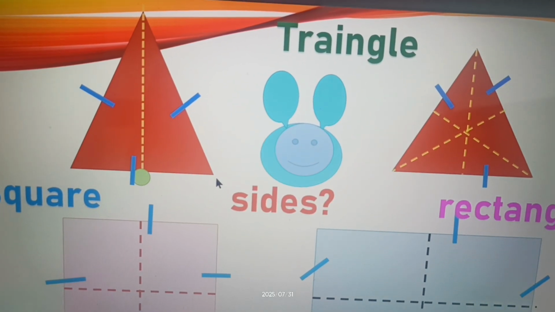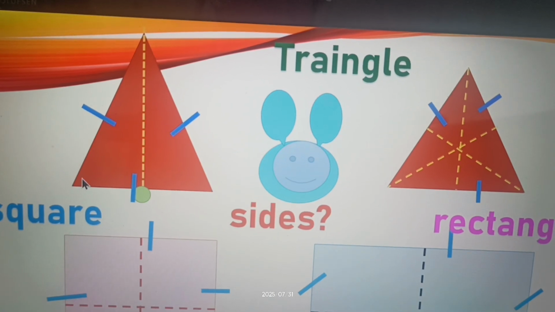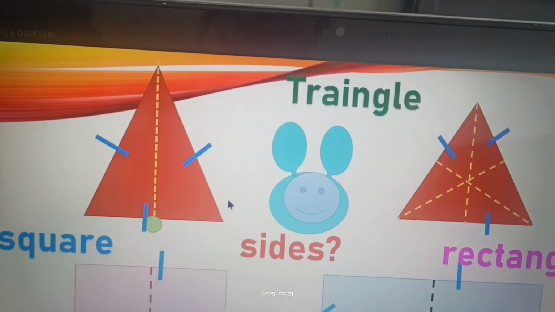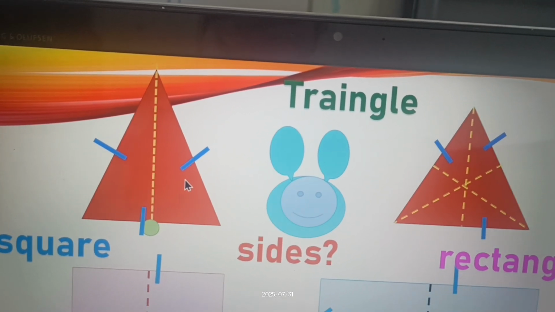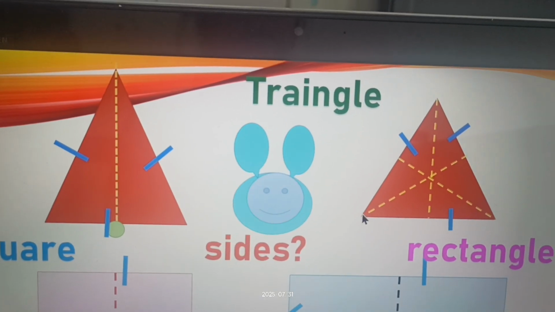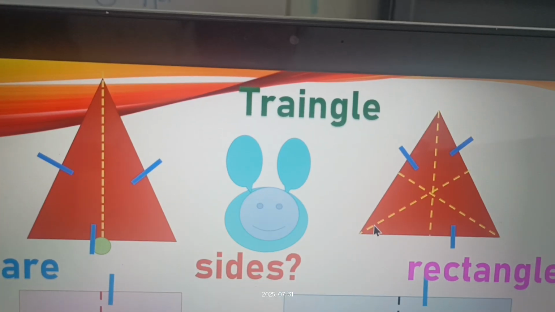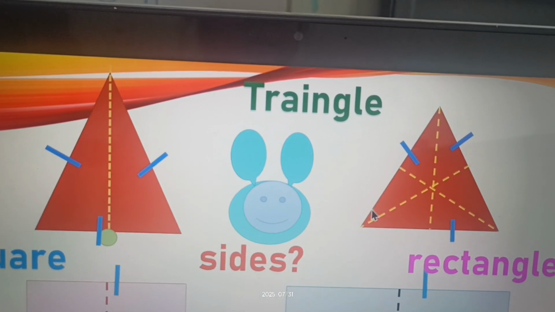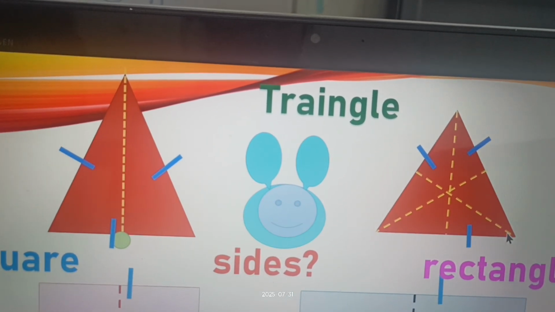Consider this triangle. In this triangle, there are 2 equal sides and 2 equal angles here. This is called an isosceles triangle. Again, there is another type of triangle. This has 3 equal sides and 3 equal angles. This is called an equilateral triangle.